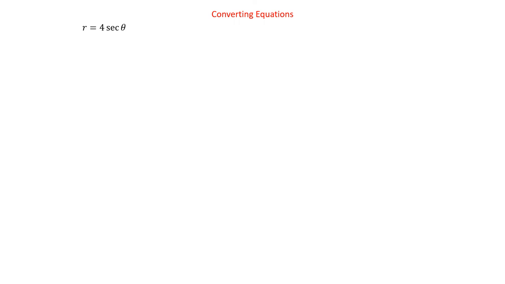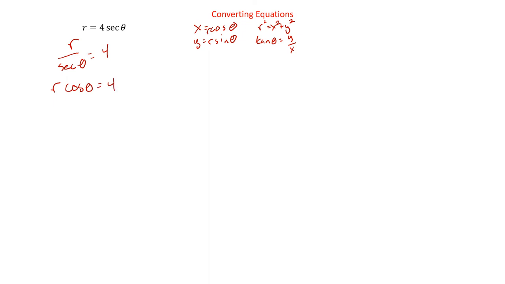To convert it, we know that x equals r cosine theta, y equals r sine theta, r squared equals x squared plus y squared, and tangent of theta equals y over x. Those are the things that we really know. So when I divide by that secant theta, we have r over secant theta equals 4. Remember, secant is 1 over cosine, so 1 over secant is cosine, and we get r cosine theta equals 4. R cosine theta is x. X equals 4. This is a vertical line at 4. Check it out. Graph it. Either way you do it, r equals 4 secant theta is a vertical line at x equals 4.